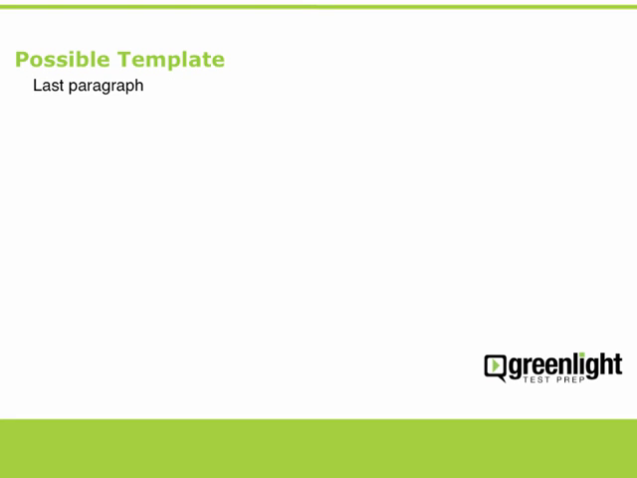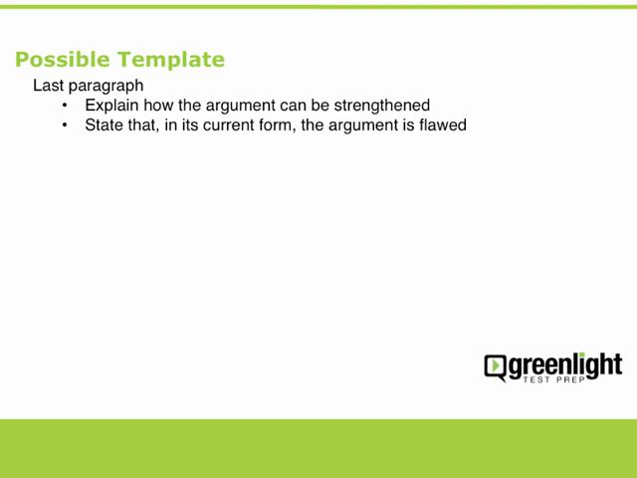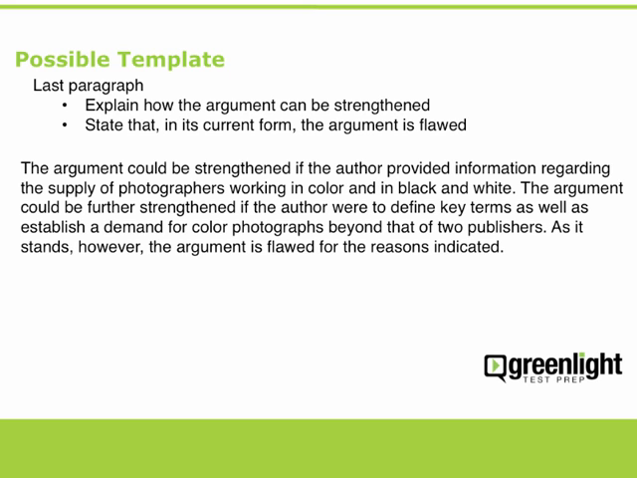Now this paragraph need not be very long. You just want to remind the reader of your main points and indicate that you've reached the end of your essay. For this template, we'll begin by explaining how the argument can be strengthened. The points you mention here will be related to some of the extra information that you identified earlier to help evaluate the conclusion. Finally, the last sentence of this paragraph should remind readers that in its current form, the argument is flawed. So we might write something like this.